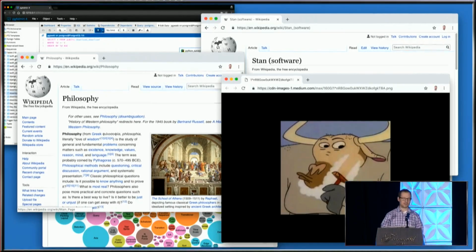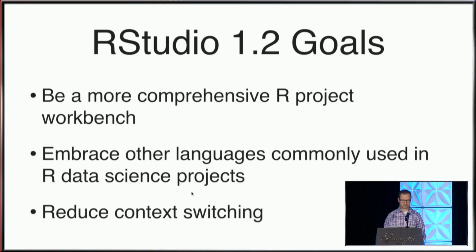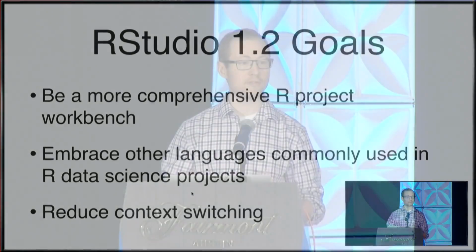This is one of the kinds of problems we are trying to solve with RStudio 1.2. Our goals for RStudio 1.2 are many, but one of them is to be a more comprehensive workbench for your R projects. So we're going to embrace some of the languages that we commonly see people use in their R data science projects, and we're going to make the interoperability between those languages a lot more seamless so that you're not doing so much context switching.